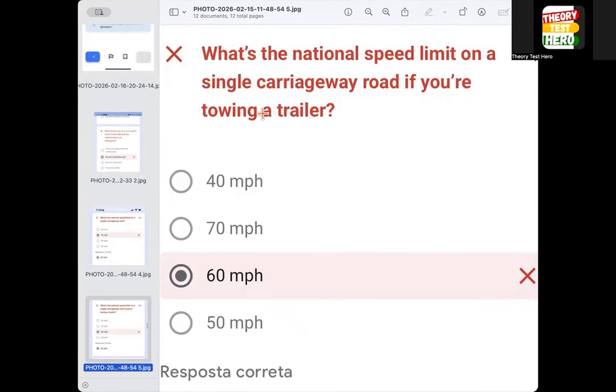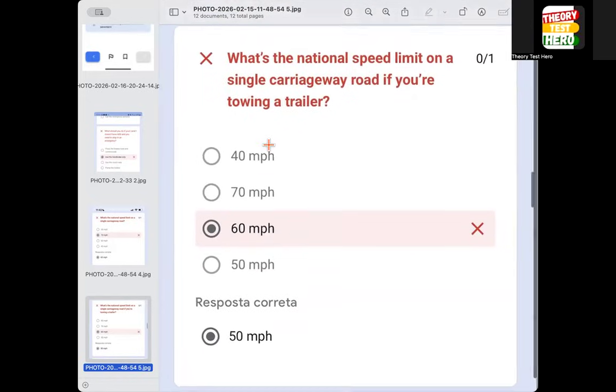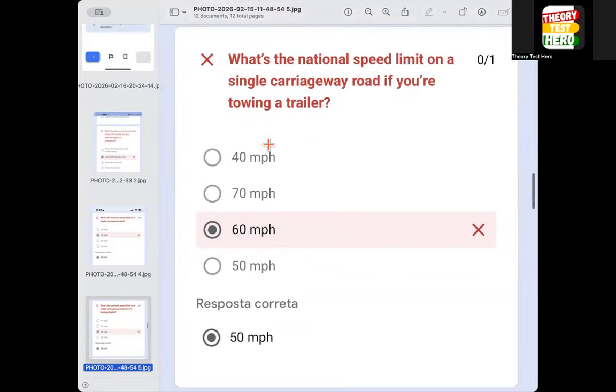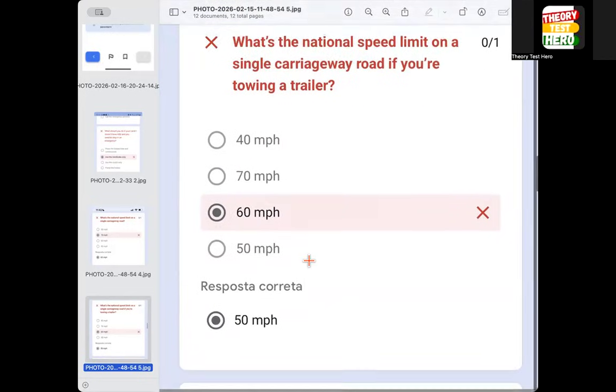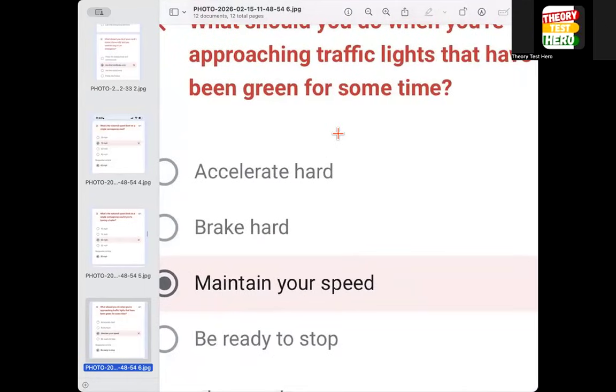If you read the rest of the question, if you're towing a trailer, that changes the whole answer, isn't it? So when you go for your test, don't skim read questions, okay? Which is what a lot of people do. They think they've seen the question before, they think they know the answer, so they just read a few words and think, oh yeah, I know this answer is 60. And on your test, you're not going to see the question that you got wrong. You might be thinking, which question was it that I got wrong? You won't know because they don't show you. So make sure that you're reading word for word before you answer.